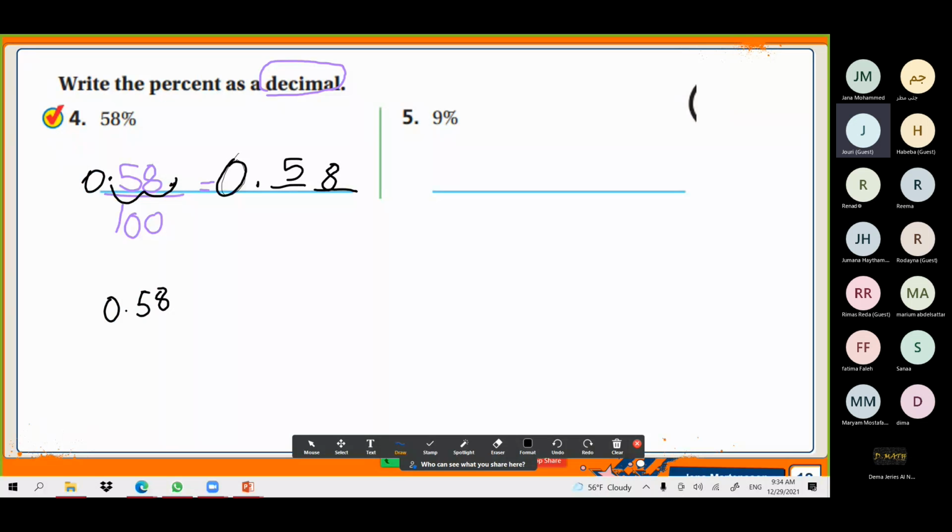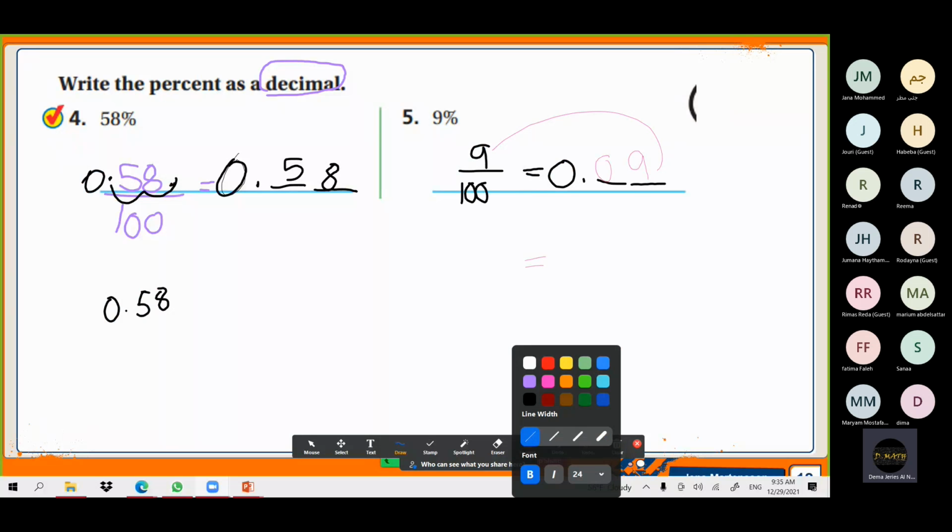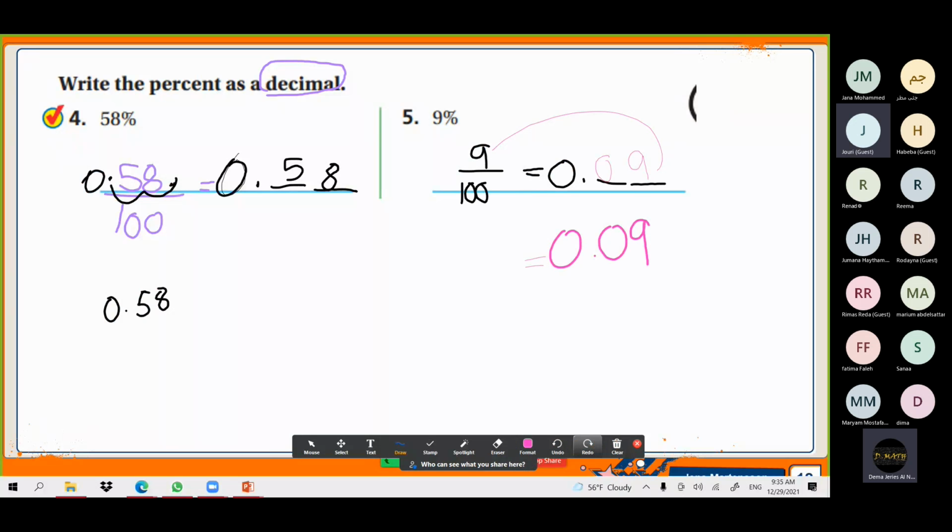Teacher, can I solve? This is 9 over 100. I will write the decimal point, 2 digits, and then I will write the 9 from the right, and in the empty digits, write 0. So it comes like 0.09. Teacher, it seems like even chapter 5 looks easy. Yeah.